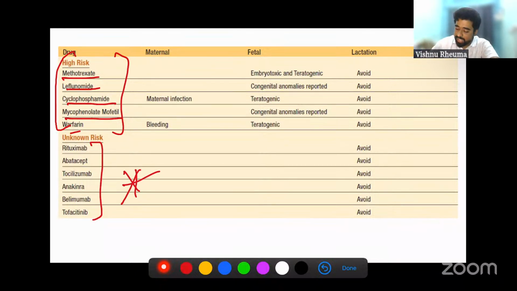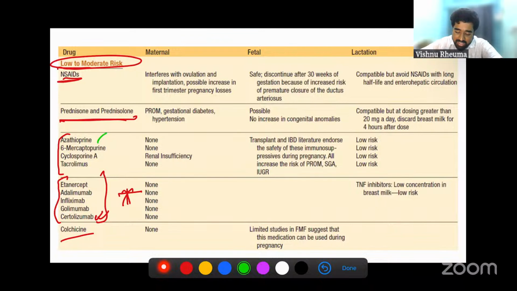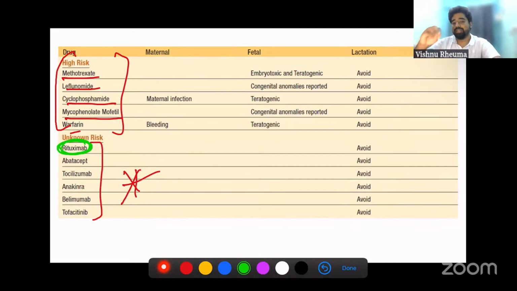So especially one thing I would say, that unknown risk rituximab is slightly something that is debatable, because a lot of times rituximab is a very strong drug that you don't have other choices, right? Azathioprine, cyclosporin, tacrolimus, TNF alpha inhibitors won't work in SLE much. All of these are actually mild drugs, right? So the only strong drug that doesn't have a high risk is your rituximab.